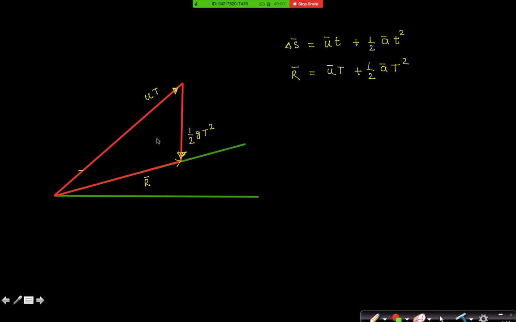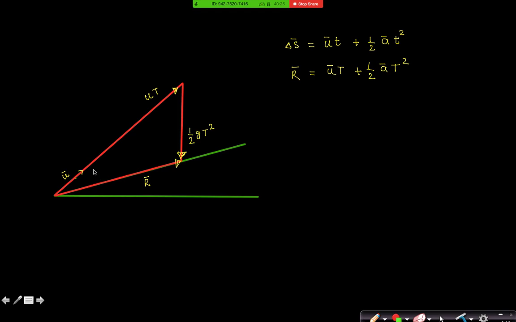Because u was along this direction. Yes, sir. U was along this direction, so ut vector will definitely lie along the same direction as u. Okay, sir. T is scalar. Yes, because t is scalar. Half gt squared is the same thing, because g vector is acting downward, so half gt squared, the rest of the part is a number only. The vector direction will remain the same, and this is the r vector.